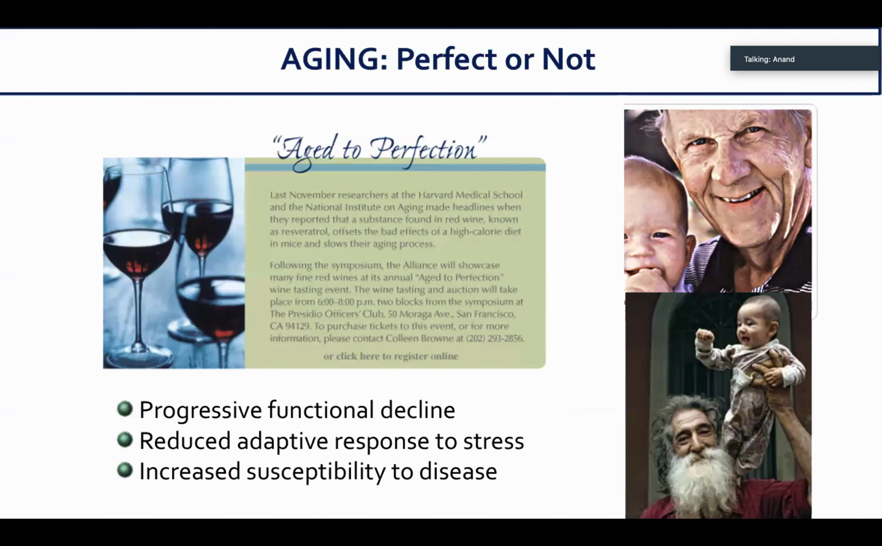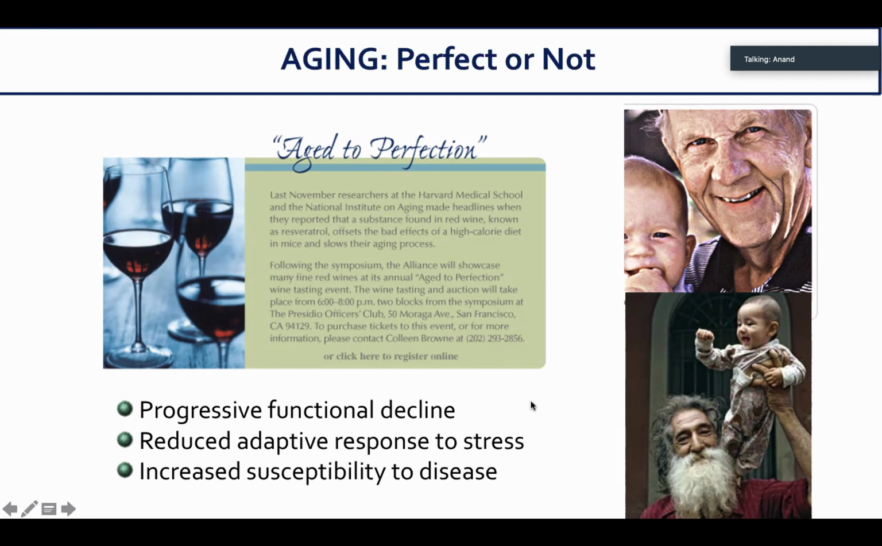As human beings, whether we age well or not really depends on many different environmental factors. But in almost all cases, there is a progressive decline in function, in all sorts of tissue functions and cell functions. We also have a reduced response to stress conditions. And of course, another factor that comes along is the increased susceptibility to disease.